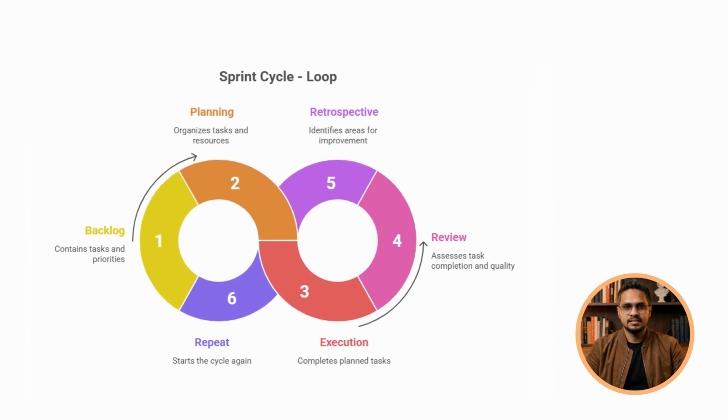Now, let's connect the entire loop of the sprint cycle. On number one comes the backlog. On number two is the planning. Number three is always execution. On number four comes the review. Number five is the retrospective. And on six is the process repeat. This loop is what drives continuous delivery.